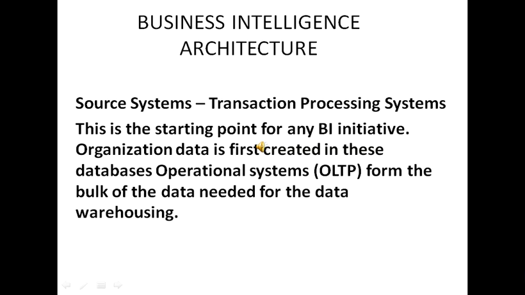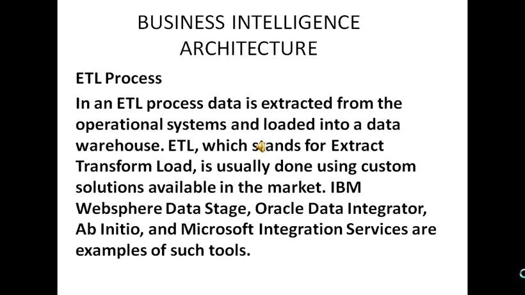Now the operational system, which we call OLTP, forms the bulk of the data needed for data warehousing. In addition to that, source systems may also include data from secondary sources such as market data, benchmarking data, etc. A business intelligence architecture should address all the various data sources which are of different formats and standards.